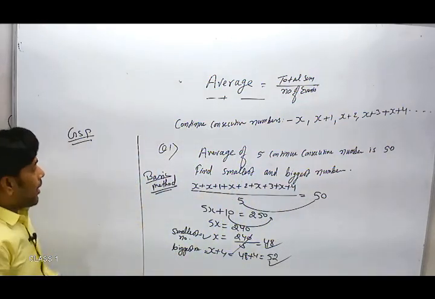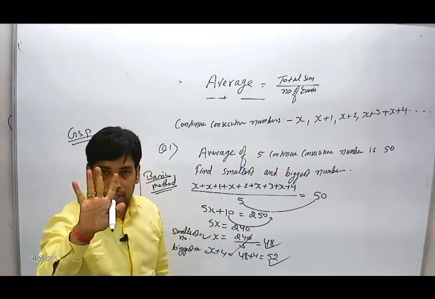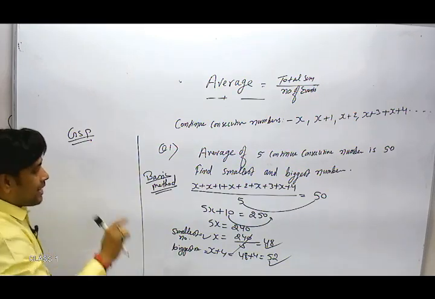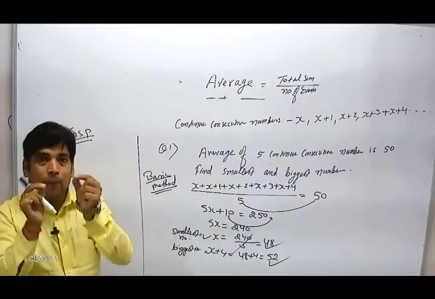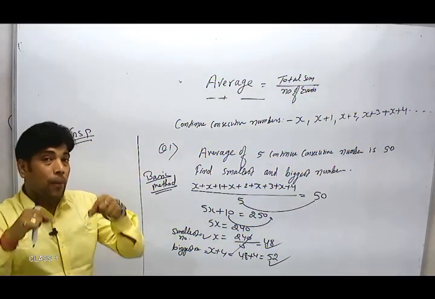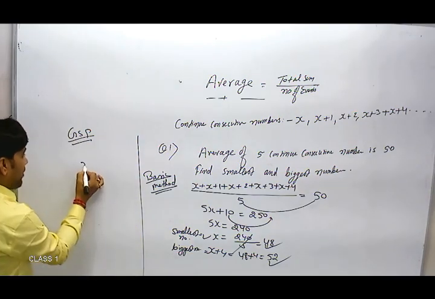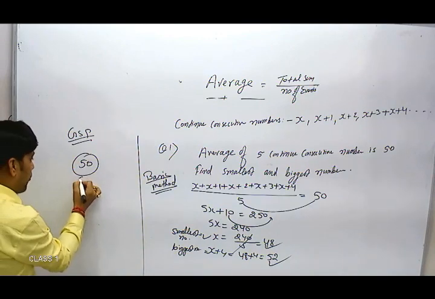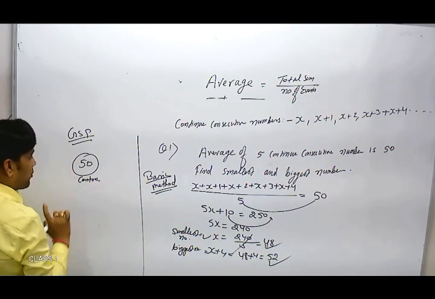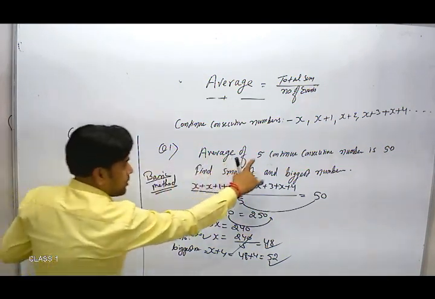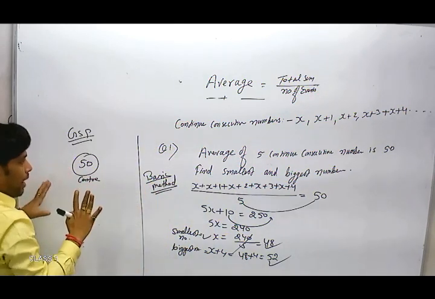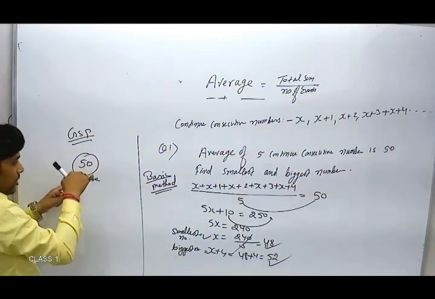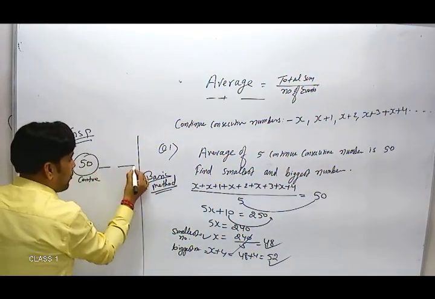Average is 50, and how many numbers are here? 5 numbers. So let's see, average is the number which is in the middle, in the center. We can say that the average is the one at the midpoint. Okay, now we take it in the center. How many numbers here? 5 numbers.